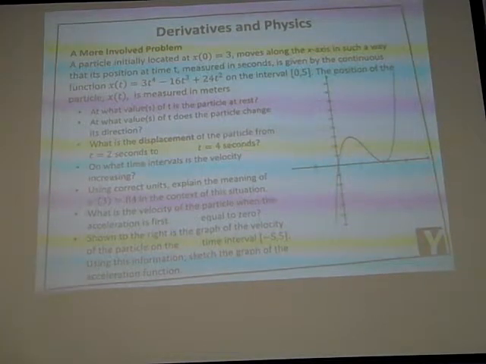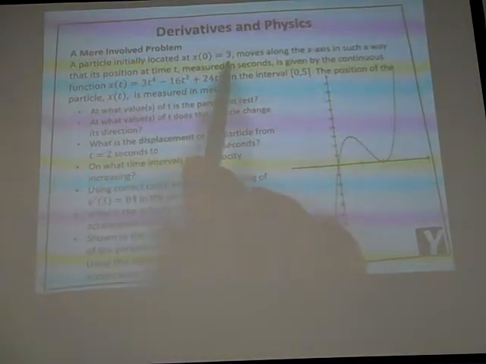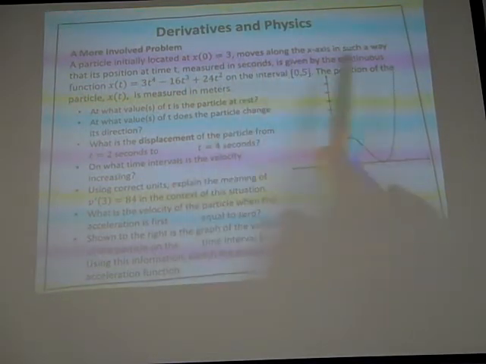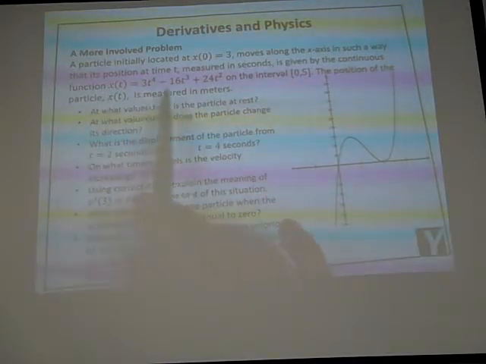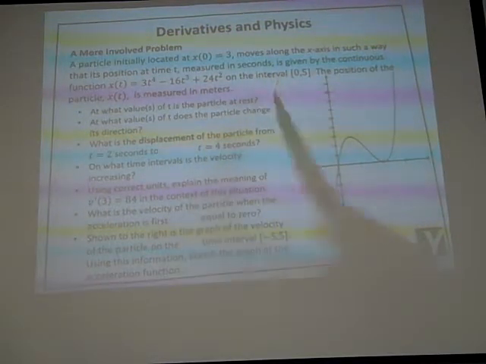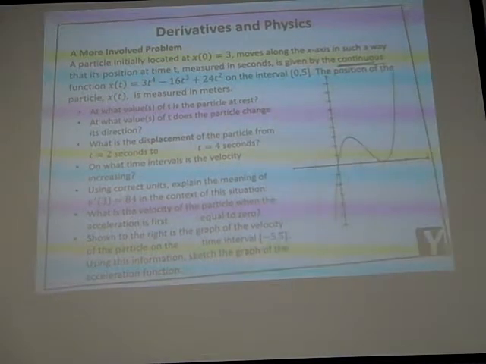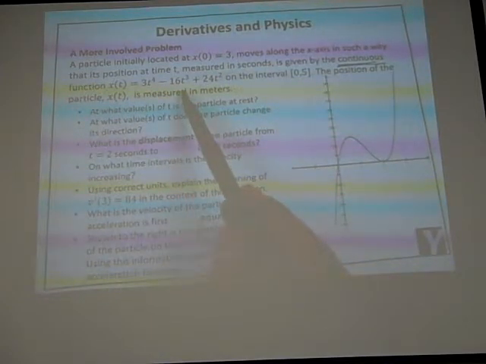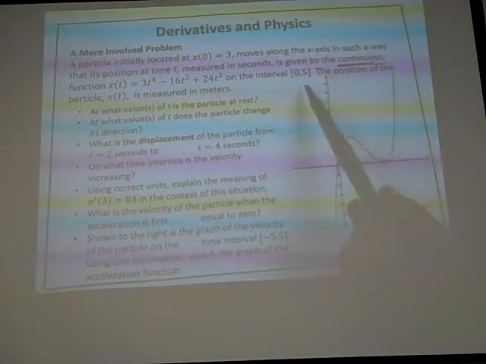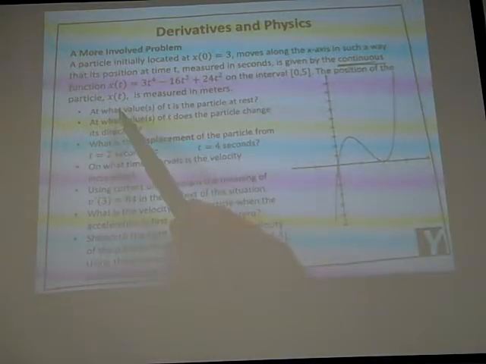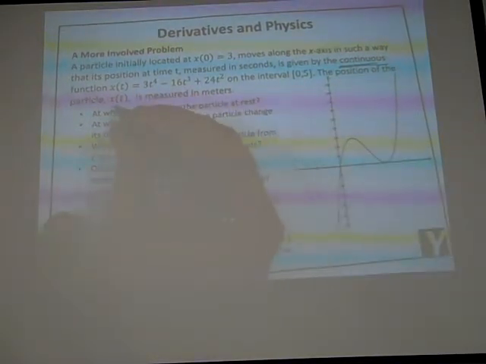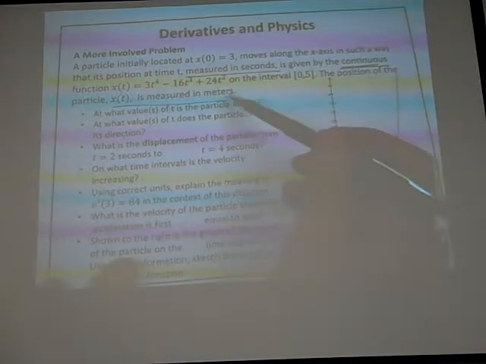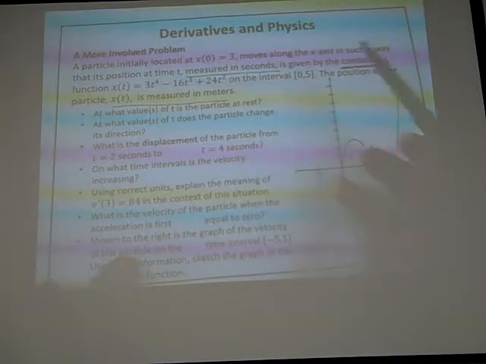So, we have a particle initially located at x of 0 equals 3, so its initial position is 3. It moves along the x-axis in such a way that its position at time t, measured in seconds, is given by a continuous function. We love our continuous functions. x of t equals 3t to the fourth minus 16t cubed plus 24t squared on the interval 0 to 5. The position of the particle x of t is going to be measured in meters. That's going to be important. Time is being measured in seconds, so our units are going to be some combination of meters and seconds.